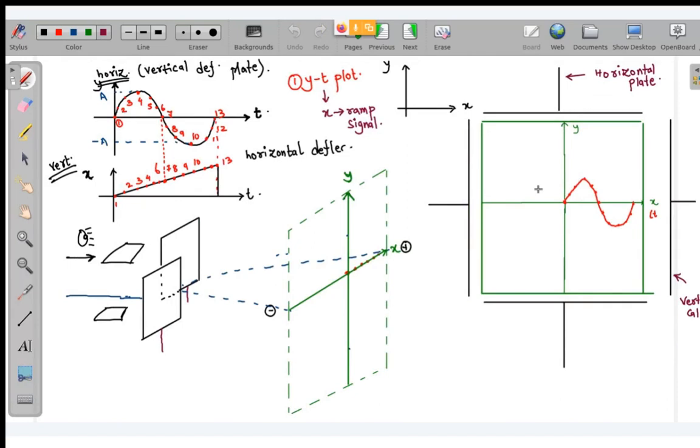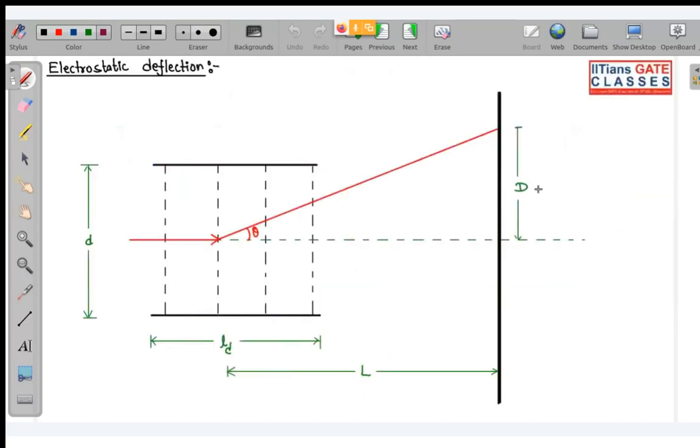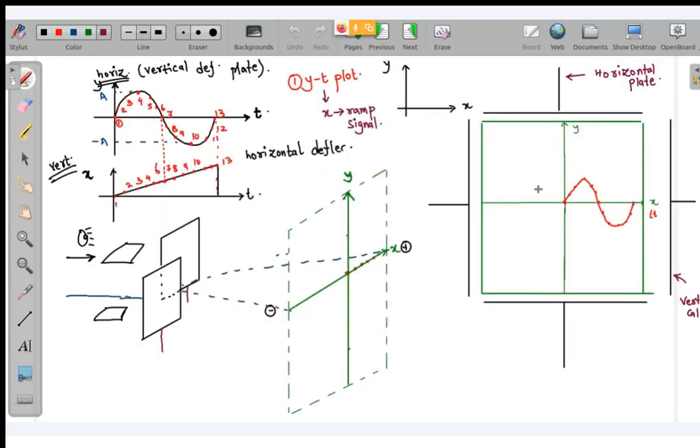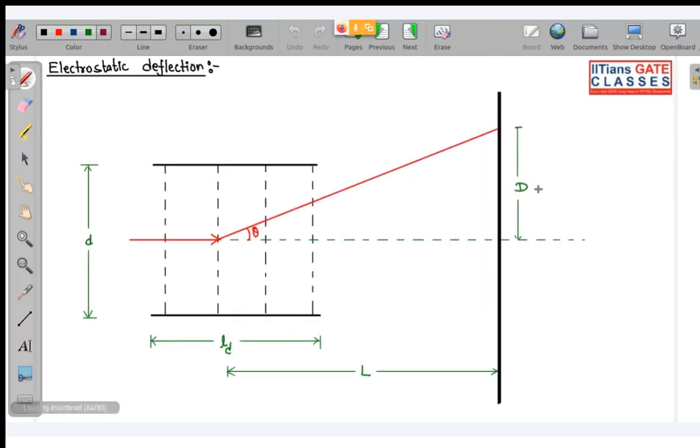Noted? Yes, sir. Tell me, Shishir, any doubt? No, sir, noted. Okay. So next we have electrostatic deflection. Here I have taken the horizontal plate. This is your horizontal plate.